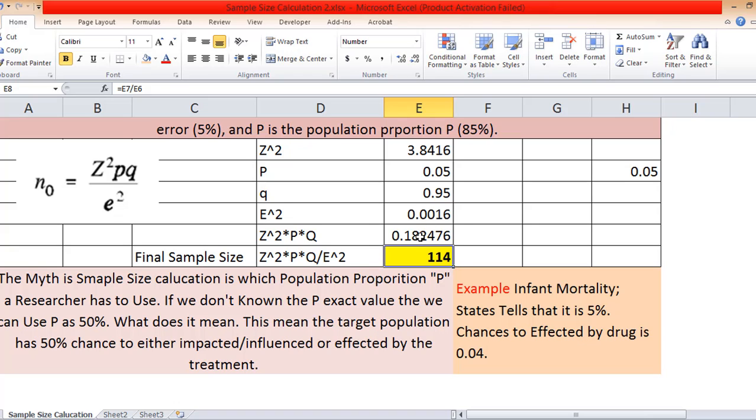So this was all about sample size calculation in the case of an unknown population. I hope you learned how to calculate the sample size in the case of an unknown population.